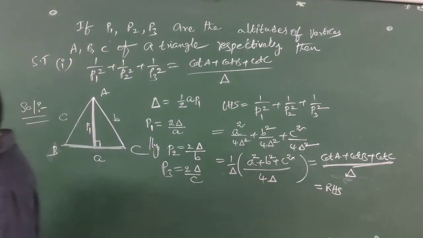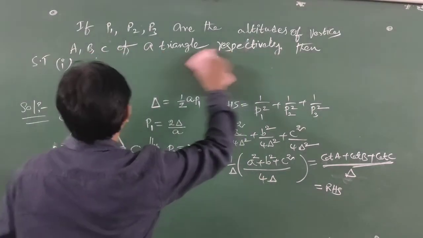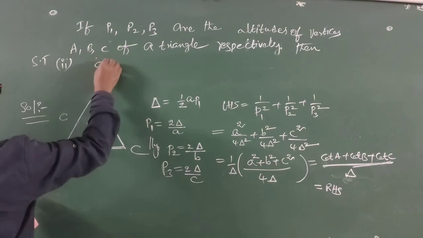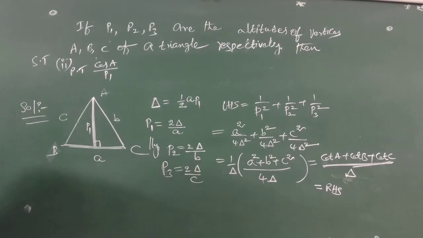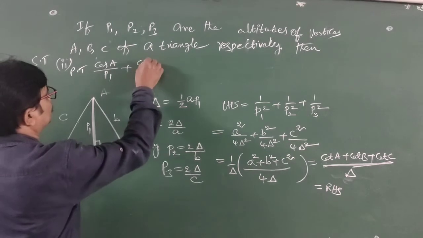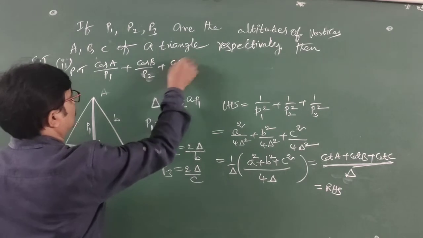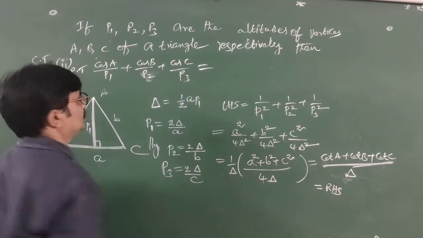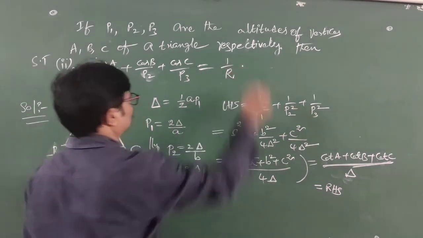Right, now the second one, question number 2. Prove that cos a by p1 plus cos b by p2 plus cos c by p3, students, we have to show that it equals 1 by r.